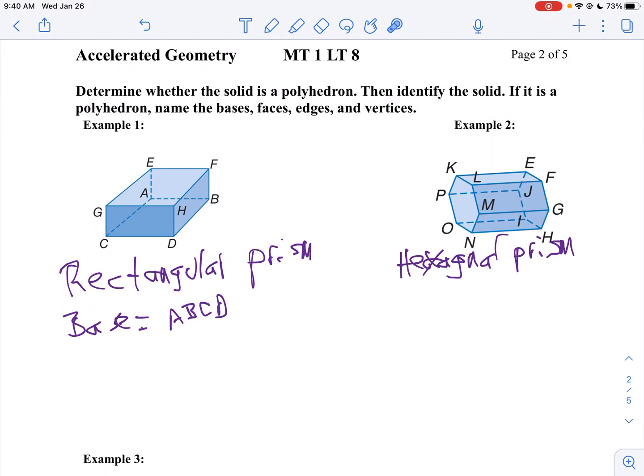And then our vertices would be all of our points. K, E, F, G, H, I, J, M, L, P, O, and N. Just list them all out.